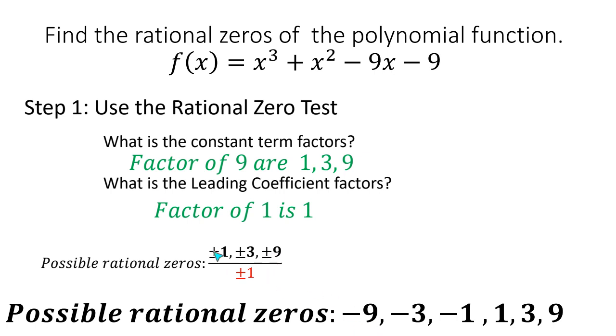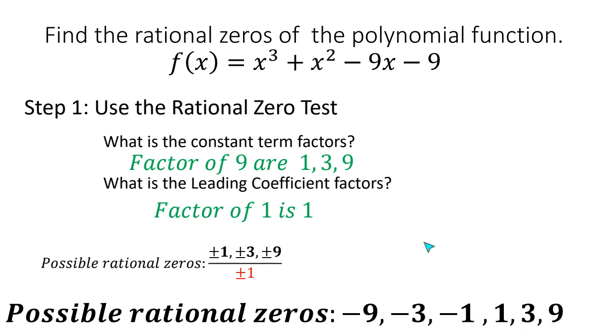So in WebAssign, you cannot enter a plus and a minus. They don't have the symbol for this. So they ask you to enter it from smallest to greatest, separated by a comma. So this would be negative 9, negative 3, negative 1, 1, 3, 9.